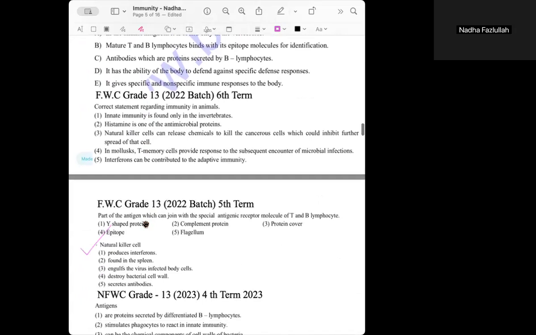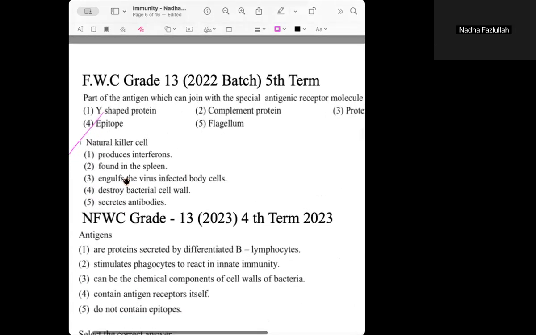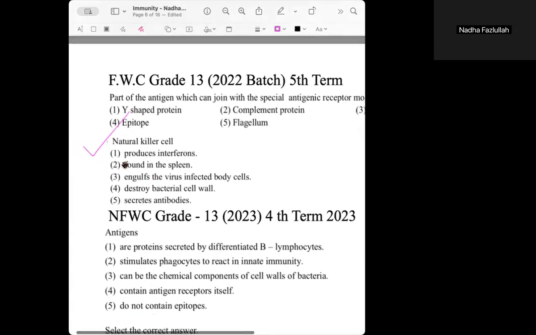Okay, then natural killer cells. Produce interferons. Natural killer cells, do they produce interferons? No, virus infected body cells will be producing interferons. They are found in spleen. Yes, natural killer cells can be present in blood, and they can be present in some tissue or organs such as spleen and lymph nodes. This is correct.